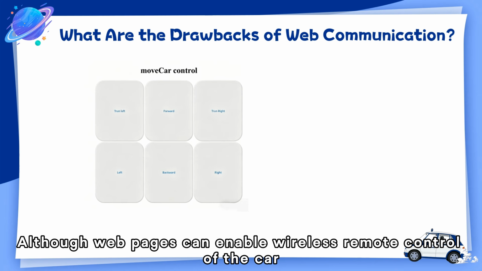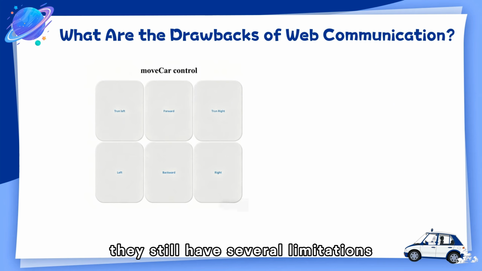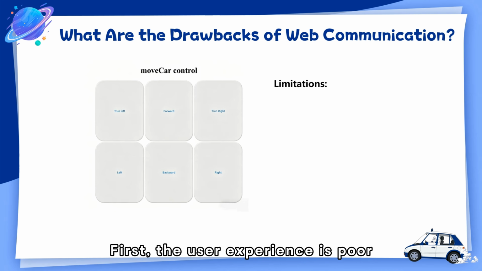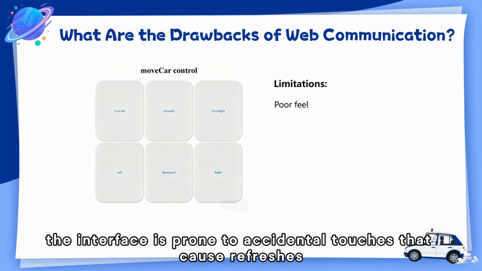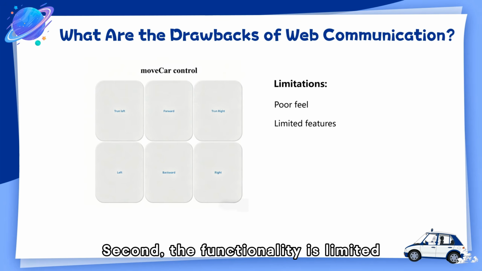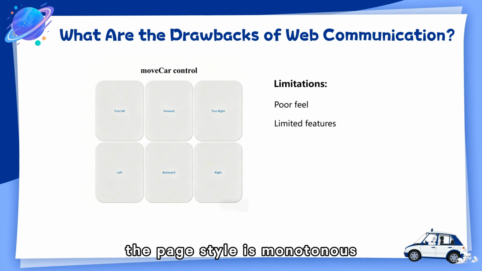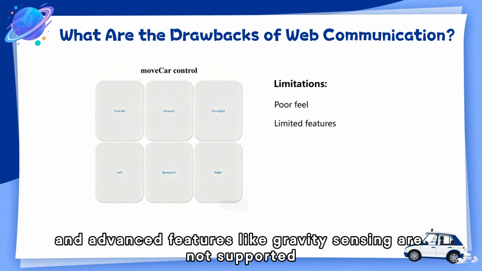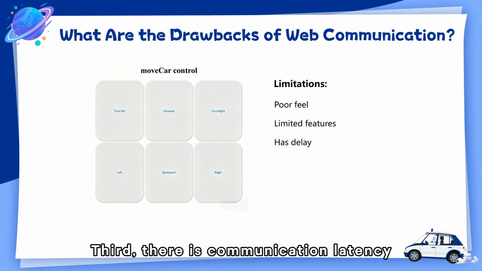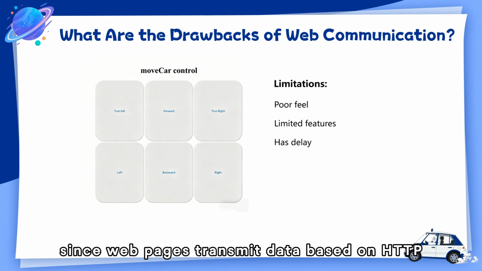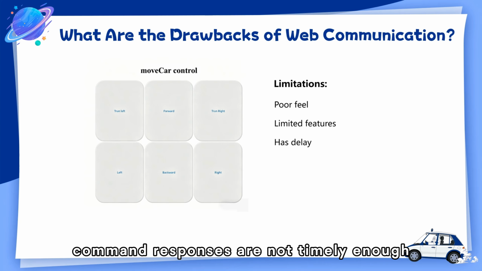Although web pages can enable wireless remote control of the car, they still have several limitations. First, the user experience is poor. The interface is prone to accidental touches that cause refreshes. Second, the functionality is limited. The page style is monotonous, and advanced features like gravity sensing are not supported. Third, there is communication latency. Since web pages transmit data based on HTTP, command responses are not timely enough.